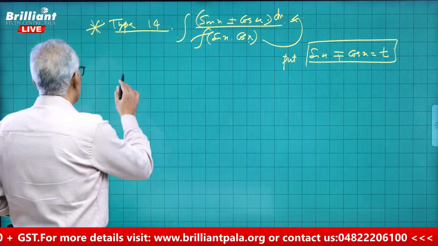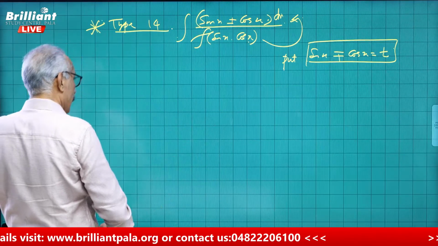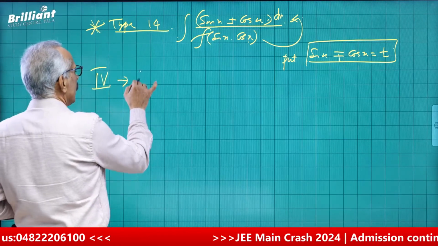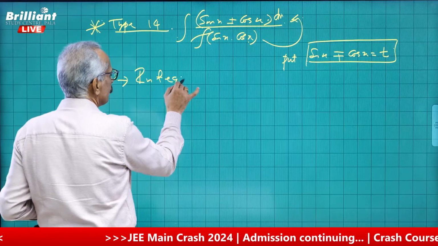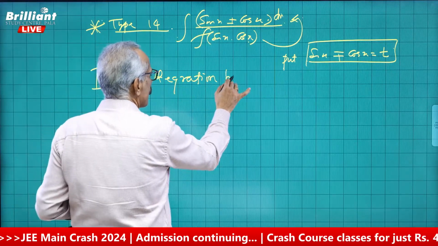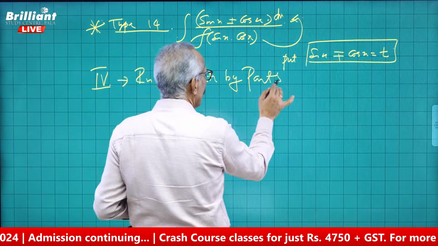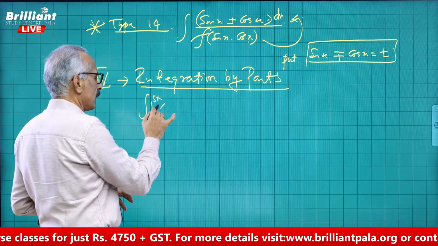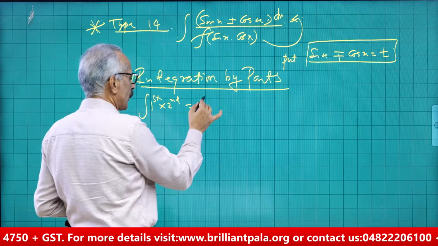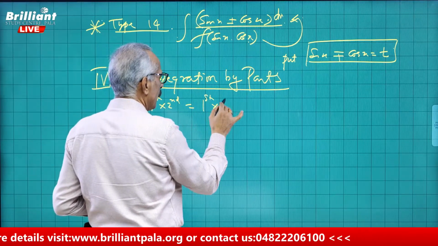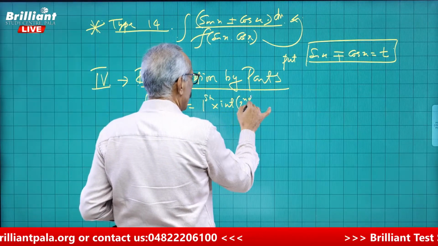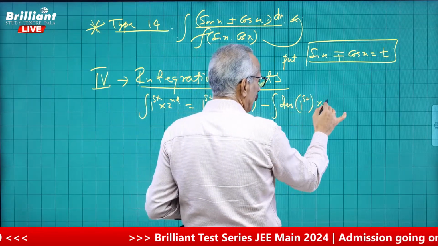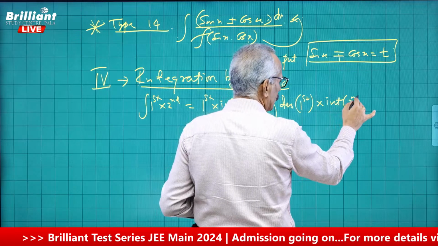Okay, so the next one is the fourth section of this, integration by parts. Integration by parts everybody knows. The integral of first function into second function is equal to first function into integral of the second function, minus integral of derivative of the first function into integral of the second function.